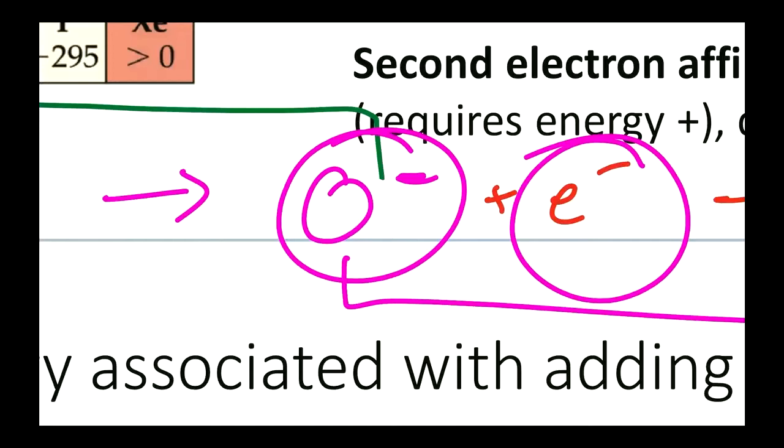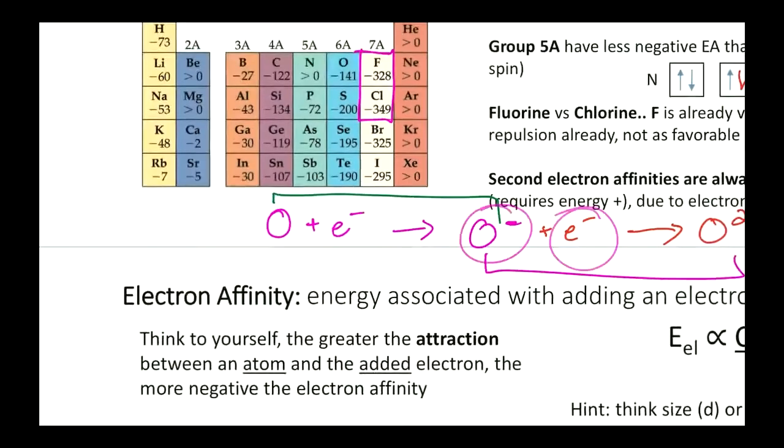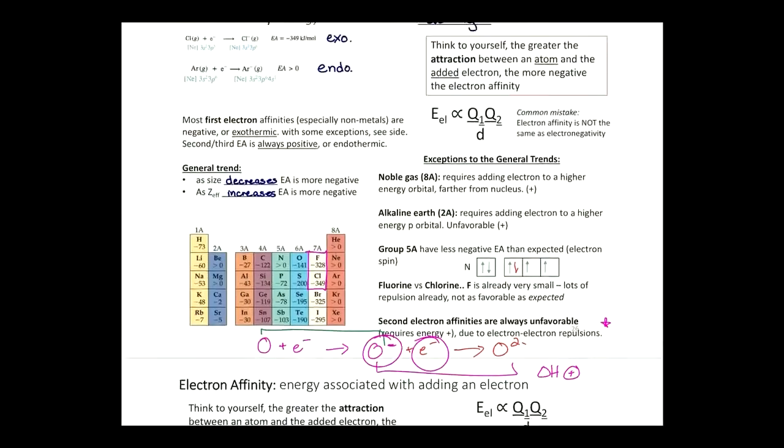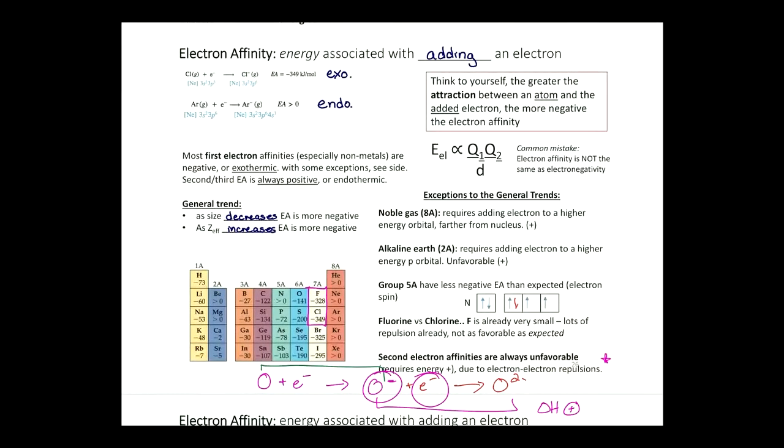so trying to add another electron is always going to be unfavorable. So that's why this last exception here, all right, the last detail here, second electron affinities and thirds and fourths, they're always unfavorable. They'll always be positive. And that's what I mean that electron affinity is just a little bit tougher to wrap our head around. Because sometimes it's positive, sometimes it's negative.